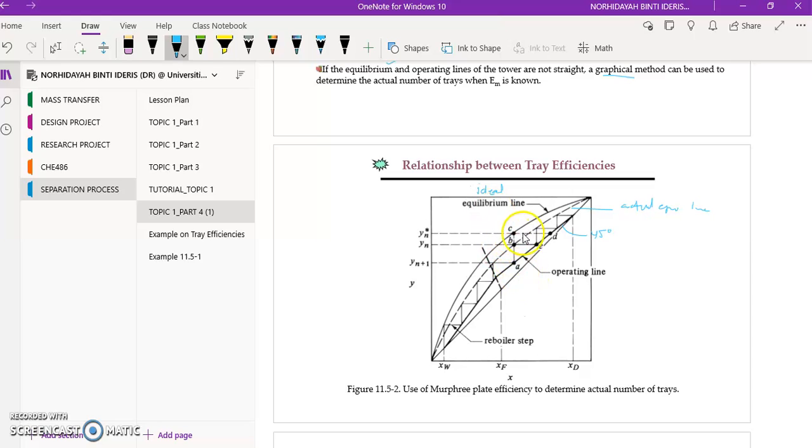If you can see here, the triangle ACD will represent the ideal plate, and the triangle ABE will represent the actual plate. The correlation is for EM. EM is actually AB over AC, which is the length between the operating line and the actual equilibrium line over the length between the operating line and the ideal equilibrium line.